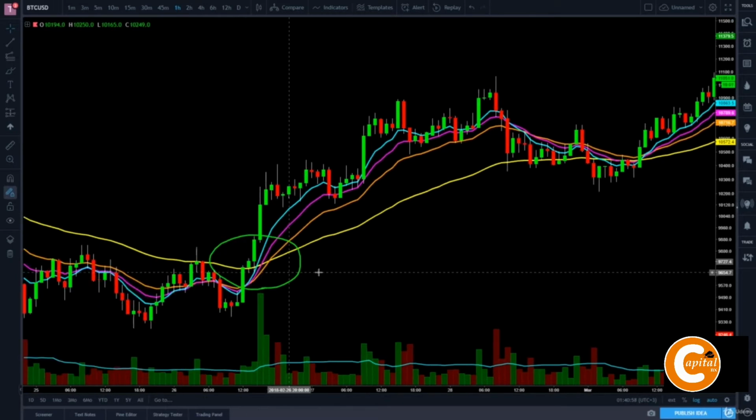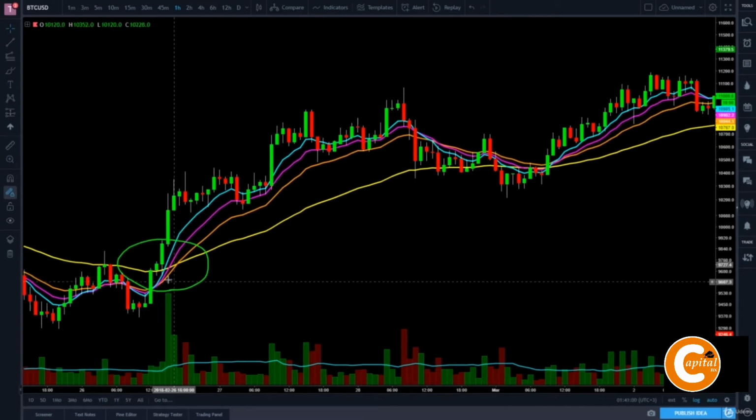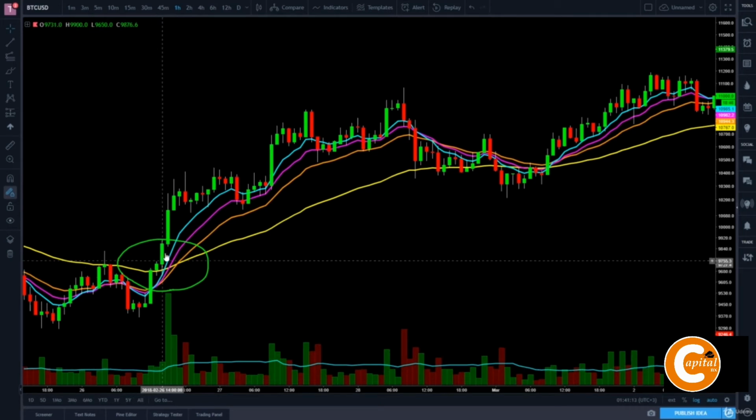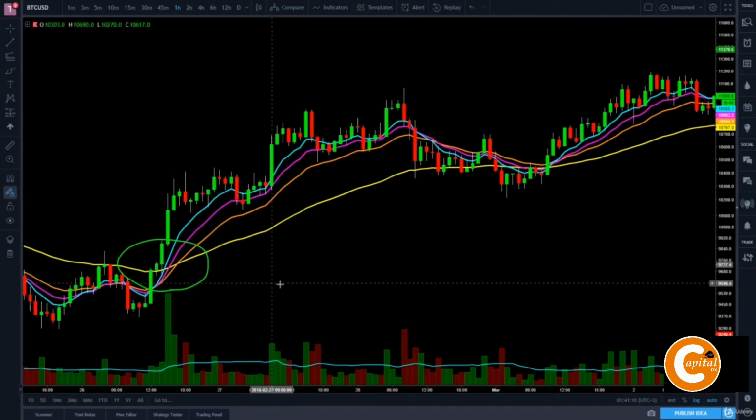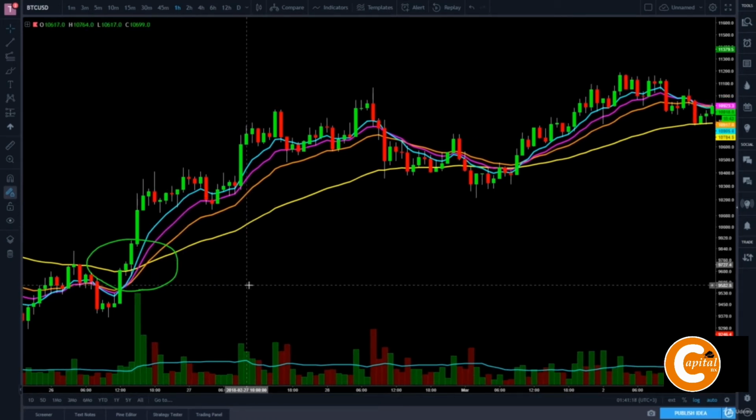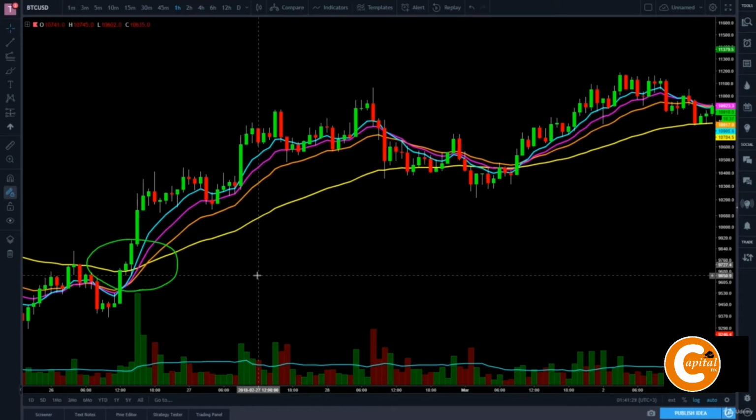The second criteria is to see at least some wicks poking to the downside, and that means that the bulls managed to defend against the bears. And the last criteria is to have a lot of volume to sustain this uptrend and be above all of these moving averages. With these three very important criteria in mind, we will make our best decisions in the future when it comes to entering a trade based only on moving averages and candlestick formations, but we have much more to learn in this course.